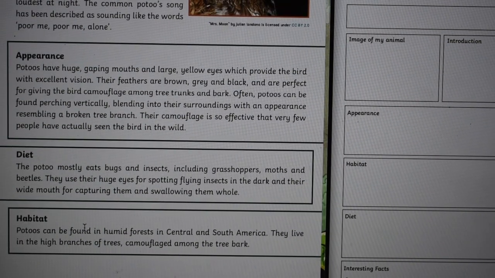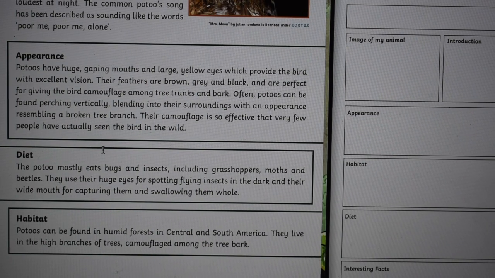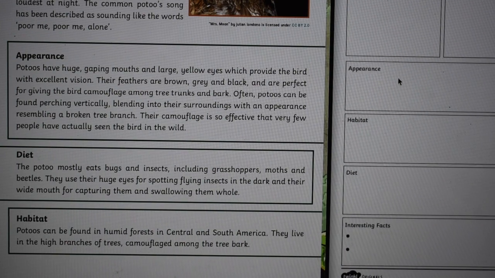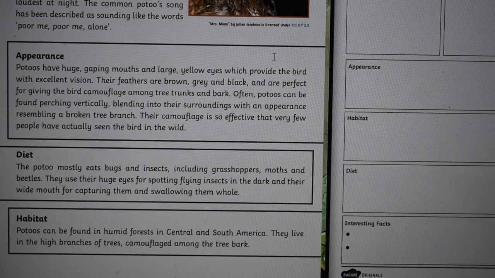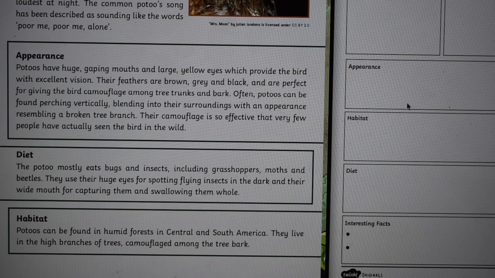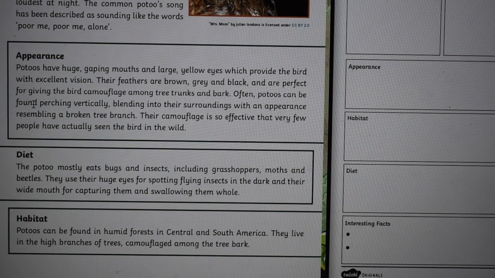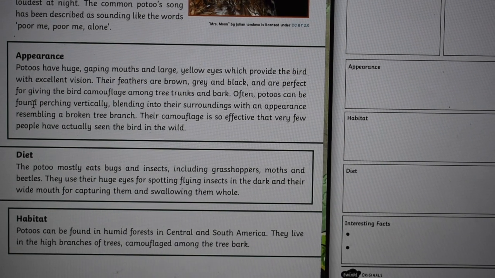Okay, so I'll read through the appearance, and then after that, you can pause the video and you can start to write out your own bullet points using this information on your plan. Okay, so let's read through this one. I have to keep remembering how to say this bird correctly.